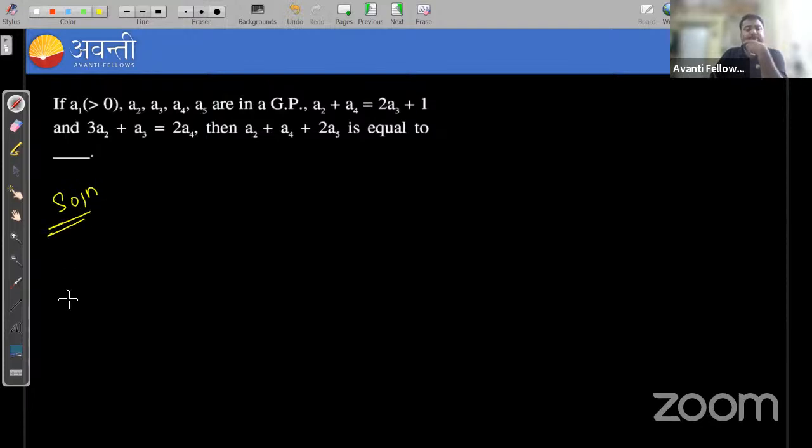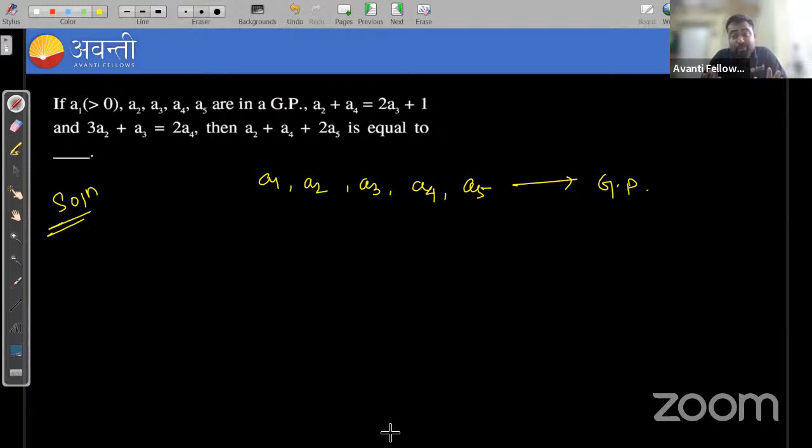So what is the solution? Okay. So in the question we have A1, A2, A3, A4, A5, 5 terms. Those are in GP, right? Those are in GP. So we need to suppose 5 terms of a GP. I already told you in the previous slide.